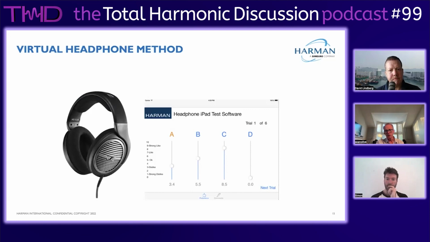And the listeners went through a series of trials, and all they saw was ABCD. They would give preference ratings, go to the next trial, and it would randomize the scores.